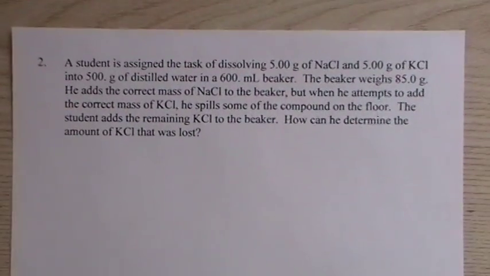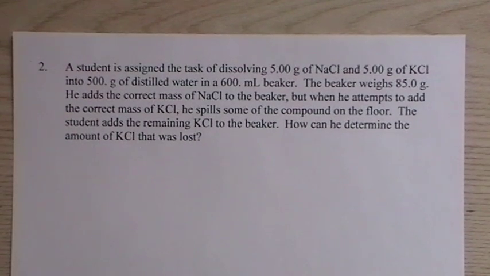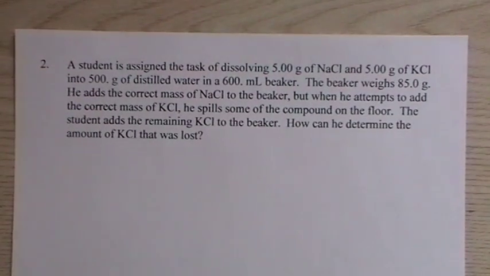This is a physical process of mixing. A student is assigned the task of dissolving 5 grams of sodium chloride and 5 grams of potassium chloride in 500 grams of distilled water in a 600 mL beaker. The beaker weighs 85 grams. He adds the correct mass of sodium chloride, but when he attempts to add the correct mass of potassium chloride, he spills some compound on the floor. The student adds the remaining KCl to the beaker. How can he determine the amount of KCl that was lost?